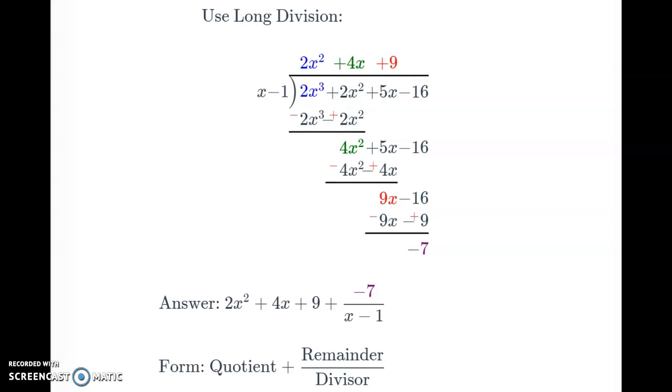Same thing, what multiplies to give me this? That's 2x squared. I distribute it, then subtract. Then I do it to this one, distribute and subtract. Right? The whole process is still the same. The only difference is when you get that remainder, you need to write your remainder over what you're dividing by. Okay? So your remainder over what you're dividing by.